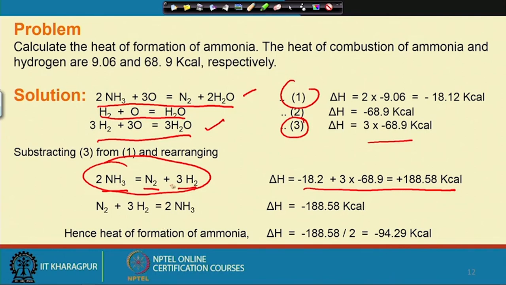Now this is the ammonia degradation, but we want to calculate the heat of formation of ammonia. So it will be the reverse reaction, in the other direction, so it will be negative. This is positive in the case of degradation, but in formation it will be negative. So the heat of formation for 2 moles of ammonia is 188.58 kilocalories. Per mole of ammonia, divided by 2, that is 94.29 kilocalories.